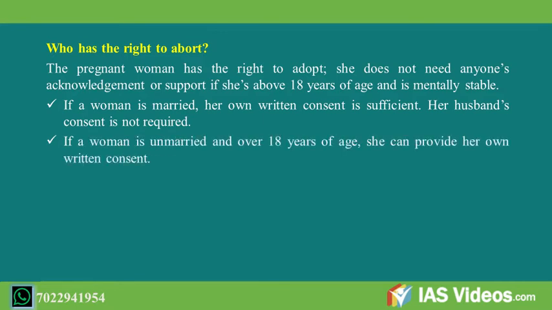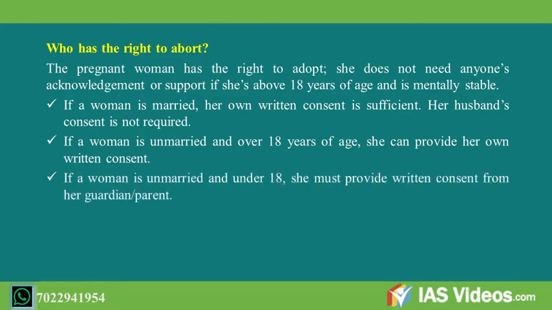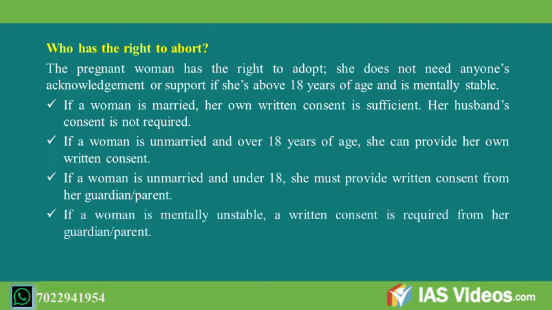If a woman is unmarried and over 18 years of age, she can provide her own written consent. If a woman is unmarried and under 18, she must provide written consent from her guardian or parent. If a woman is mentally unstable, a written consent is required from her guardian or parent.